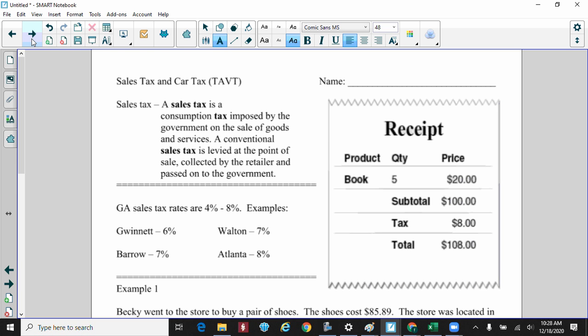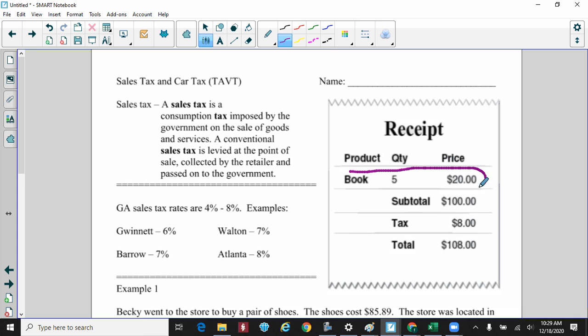All right, so a sales tax is basically a consumption tax, which means if you buy something, you are going to pay tax on it. For example, there's a receipt over here, and pretty much everybody should have seen a receipt at this time in their life. In this particular receipt, there were 5 books that were purchased for $20 each. You have what is called the subtotal, and then you have the tax. Now, the tax in this case was 8%. So the tax is 8%.